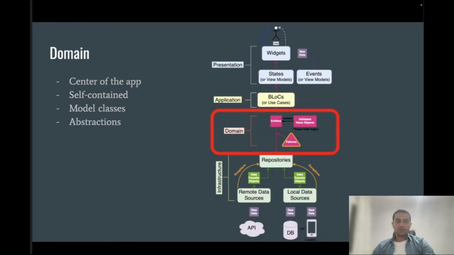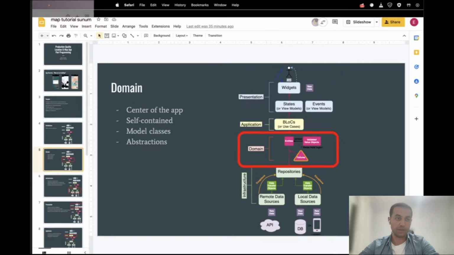The domain layer is the center of the app. It is totally self-contained. It doesn't depend on any other layers. It contains model classes and abstraction to the services of the infrastructure layer. I know that it's a bit abstract, so let's jump into the code and show you how these architectures look like.